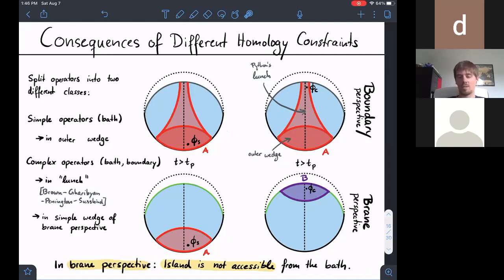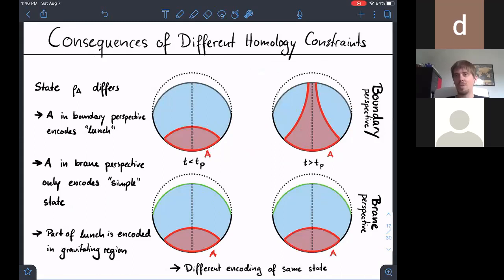Now, why is this? The answer is very simple, because the quantum state in the region A differs between those two perspectives, right? They're dual to each other in the quantum state, so it gets non-trivially translated. In the boundary perspective, after the Page time, the quantum state in the region A also encodes part of the lunge up here, whereas in the brane perspective, it only really encodes a simple state. In a sense, I will make clear soon.